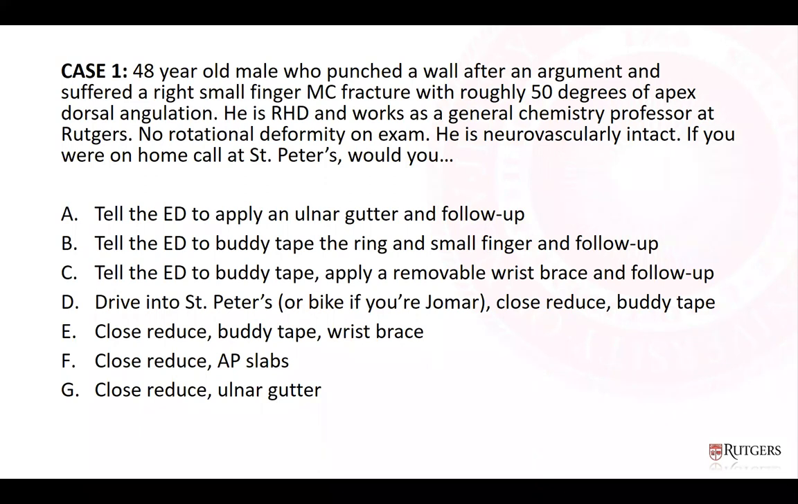Okay. So most common, about 28% of people are doing closed reduction and an ulnar gutter. Next most common is AP slabs. 14% would tell the ED to buddy tape and put on a wrist splint. 6% buddy tape, close reduce. Okay, cool. So the majority of people are going in to close reduce this. Some others are just telling the ED to follow up. Next case.